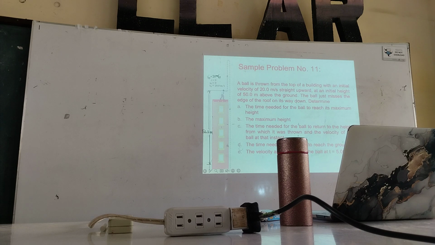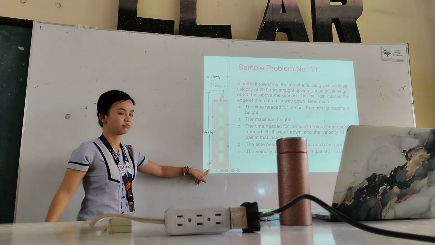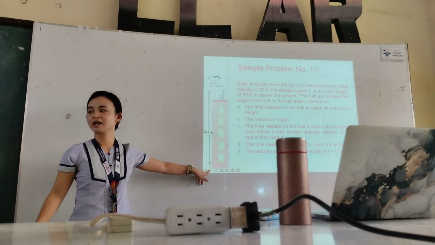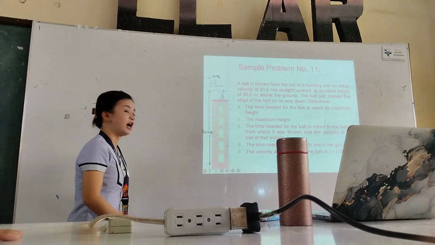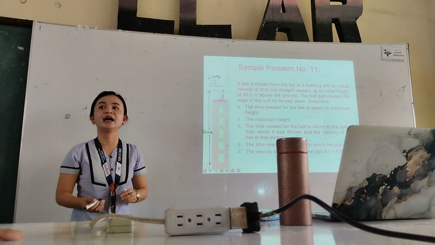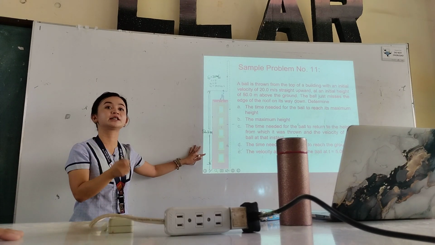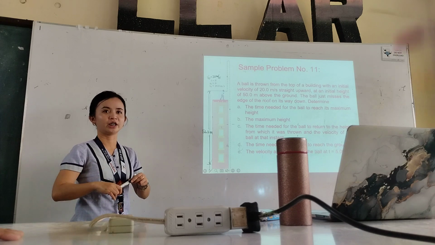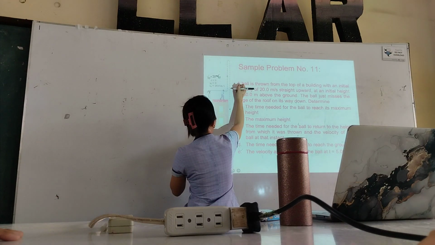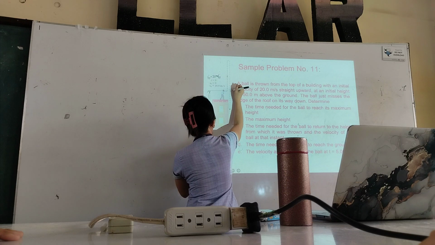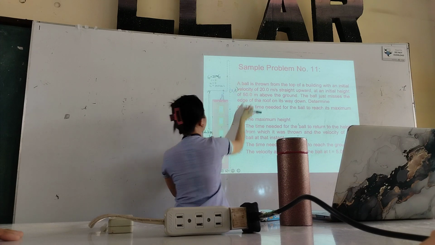So first, the time needed for the ball to reach its maximum height. But where is the maximum height? You have to identify first where your origin is. The origin is at the ball. If it is a Cartesian plane, this one is 0, 0.